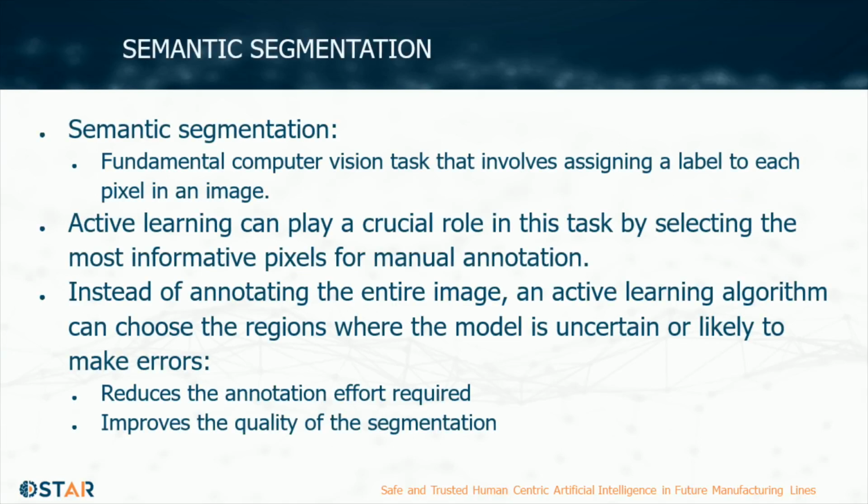Semantic segmentation. Semantic segmentation is a fundamental computer vision task that involves assigning a label to each pixel in an image. Active learning can play a crucial role in this task by selecting the most informative pixels for manual annotation. Instead of annotating the entire image, an active learning algorithm can choose the regions where the model is uncertain or likely to make errors, thereby reducing the annotation effort required and improving the quality of the segmentation.